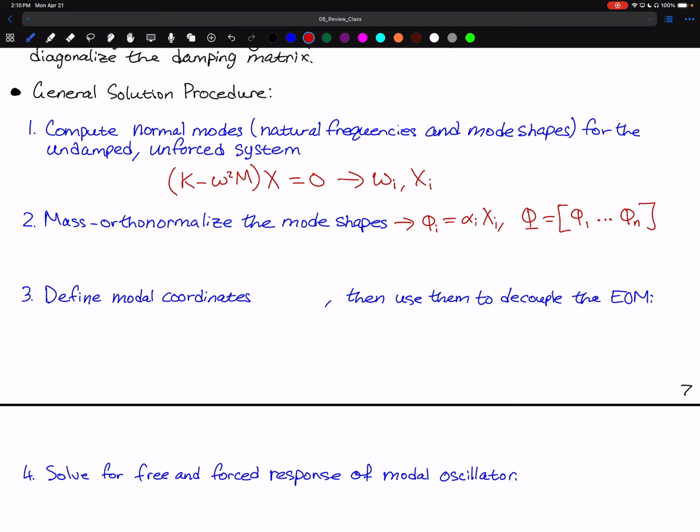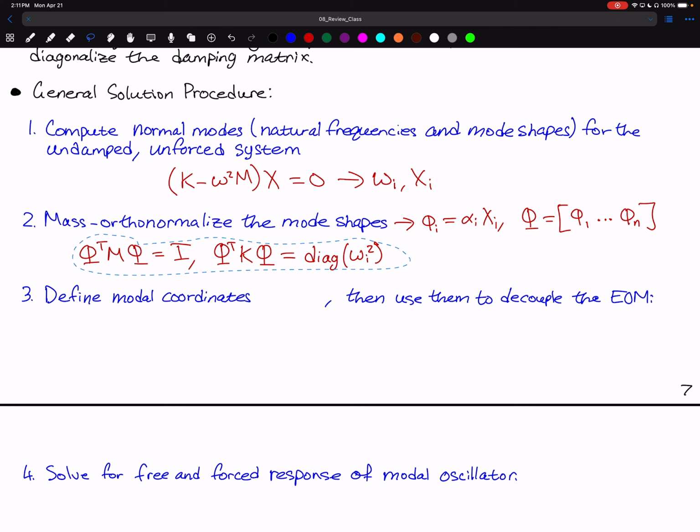Once we have done that, and if we've done this correctly, then the modal matrix capital phi transpose times m times phi will be equal to an identity matrix. And then phi transpose k times phi will be equal to a diagonal matrix of the natural frequencies squared. And then we're going to add one more to this.